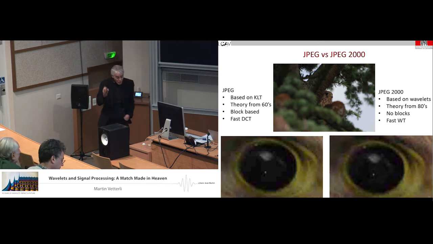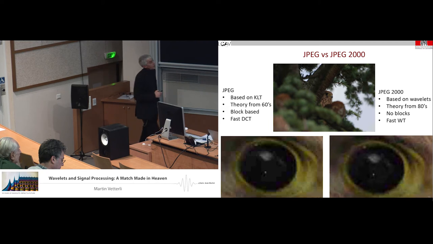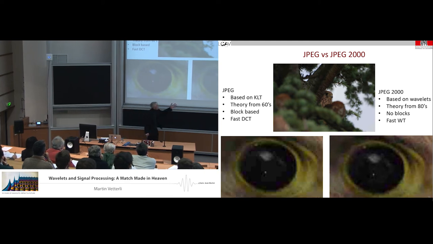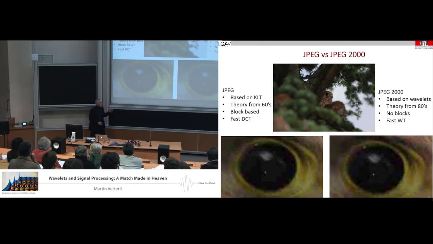But you can be much smarter. You can take JPEG 2000. It's based on wavelets, so it must be good. The theory is newer, new and improved. It's from the 80s. It doesn't make blocks, and it has a fast algorithm. And indeed, you don't see the blocks because it's wavelets. But the difference you can see is not humongous.